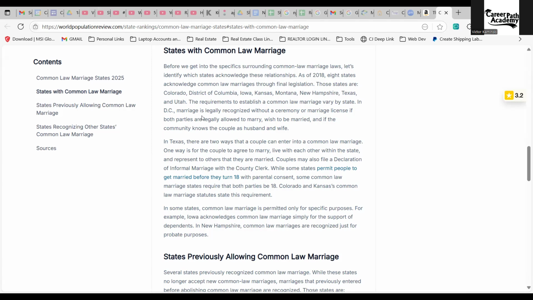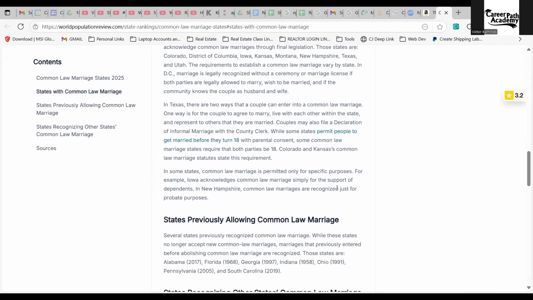In DC, marriage is legally recognized without a ceremony or marriage license if both parties are legally allowed to marry, wish to be married, and if the community knows the couple as husband and wife. In Texas, there are 2 ways that a couple can enter into a common law marriage. One way is for a couple to agree to marry, live with each other within the state, and represent to others that they are married. Couples may also file a declaration of informal marriage with the county clerk.